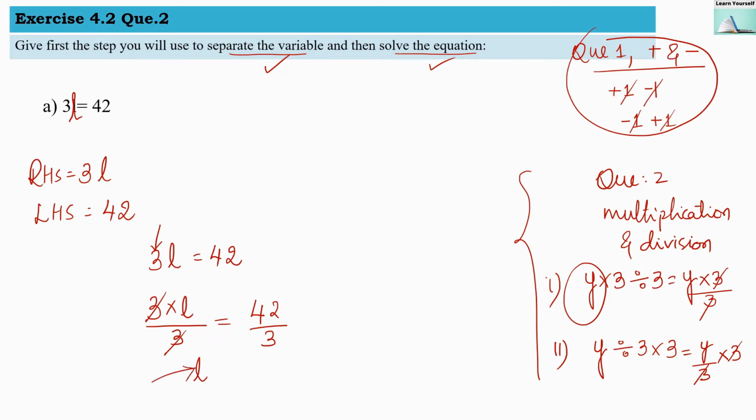And along with that, when I divide 42 by 3, I will get one number and that will be L's value. So 14 into 3 is 42. So I got here L equals 14. So in this step, the variable is being separated, and in this step, I have solved the equation and I got the value for L. So that is how we have to solve all these equations for question number 2.